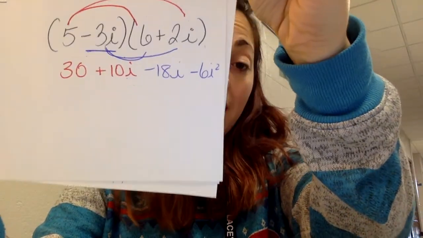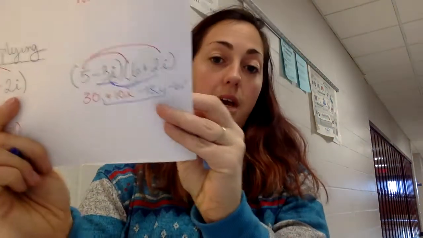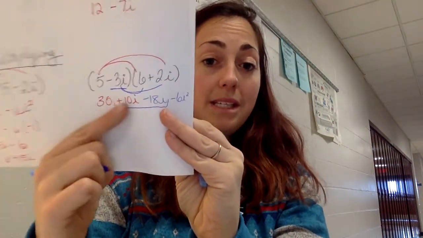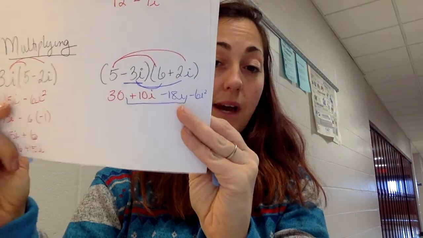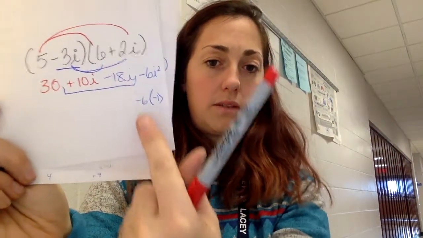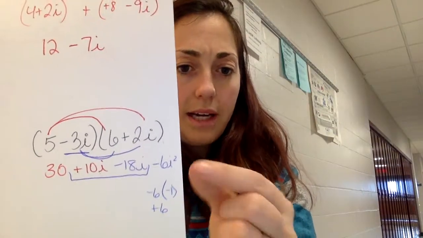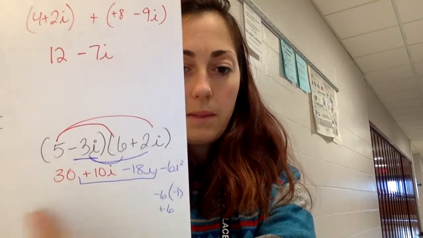Okay? And now again, i squared, I have to deal with that, right? I have an i squared, and I have like terms. So basically, I take my like terms in the middle, and I'm going to add those in a second. But let's deal right away with that -6 times i squared. i squared is -1. So -6, right here, times -1 is +6. So really, I have 30 plus 6.